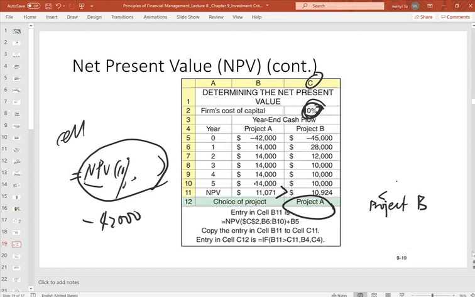You can see here, if this one is true, it shows B4. If this one is false, it will show project B. So that's our conditional function, to output which one is the choice based on the comparison of net present values. The bigger the net present value, the better the project.